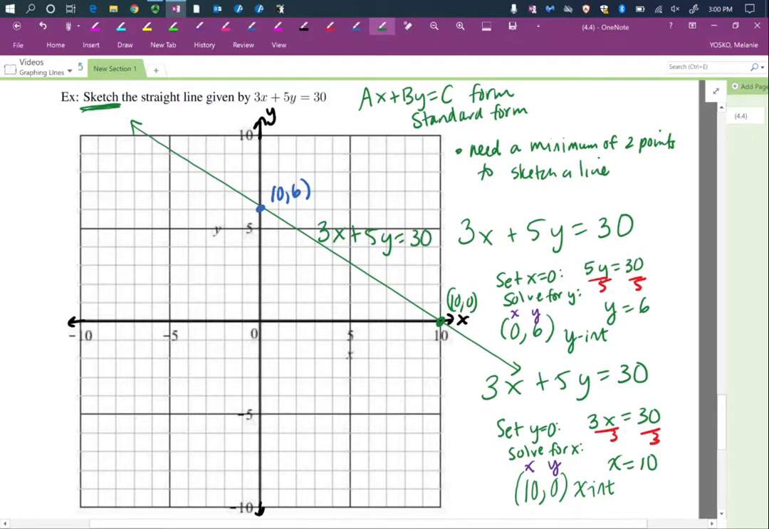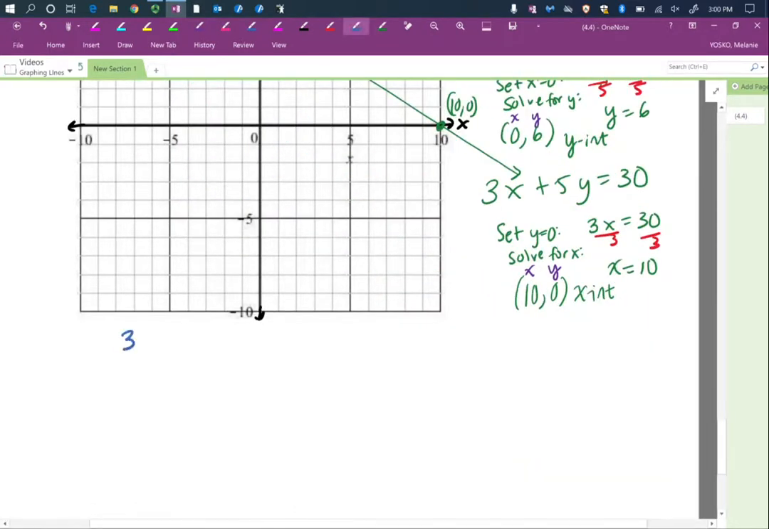So if you're just asked to sketch, it doesn't have to be in slope-intercept form. You can use the intercepts. Okay, but I do want to point out how we could get this in slope-intercept form if we wanted to. So I'm going to scroll down here and do it. So we have 3x plus 5y equals 30. So maybe the question asked us to find the slope. Well, we could find 2 points and find the slope using the calculation. But if we change this into slope-intercept form, it's super easy.